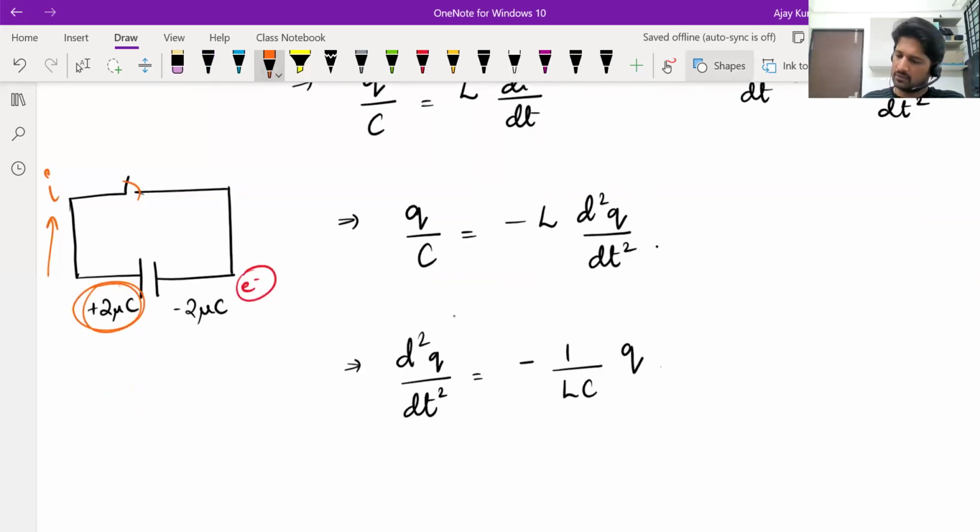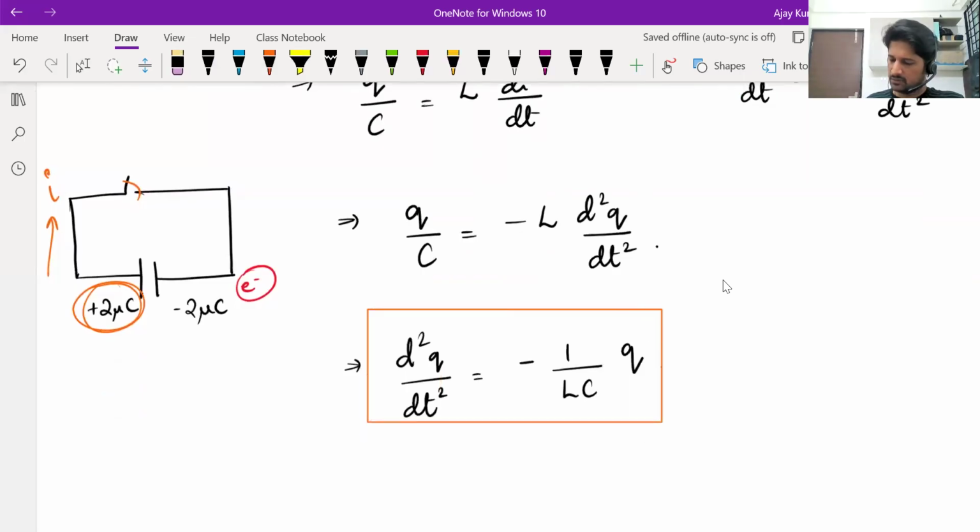Okay. So if a charged capacitor is being discharged through an inductor, this is the equation for charge as a function of time. We have not solved the equation yet. We got a second order differential equation.